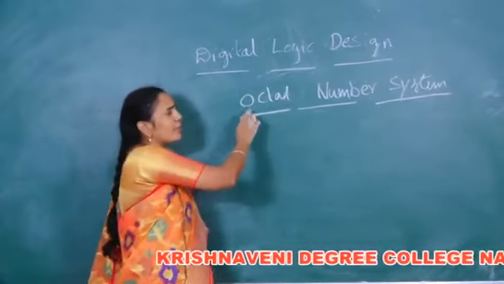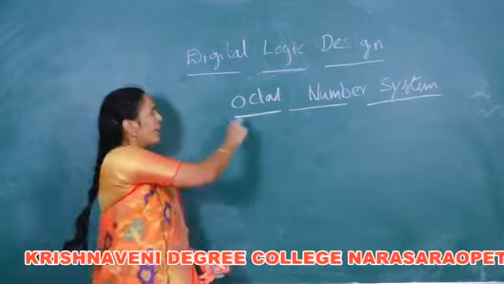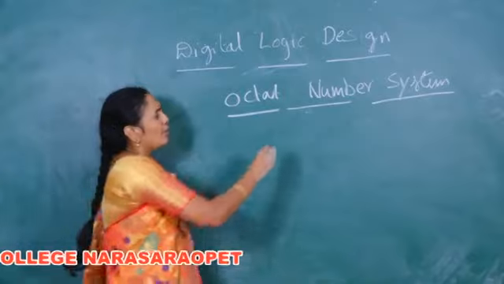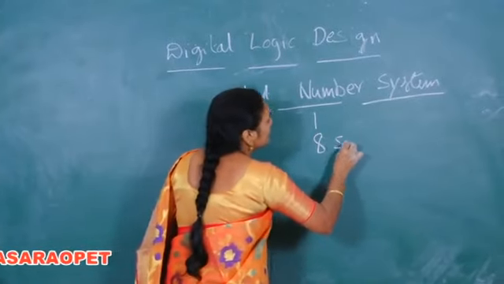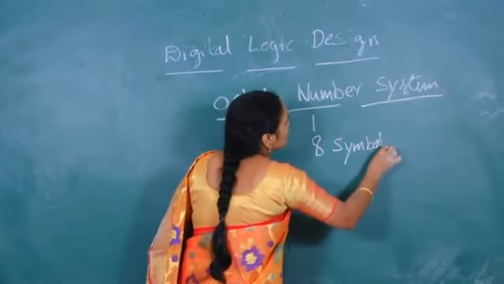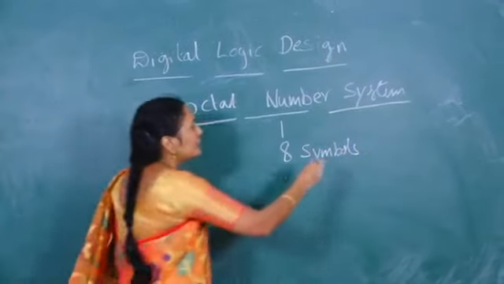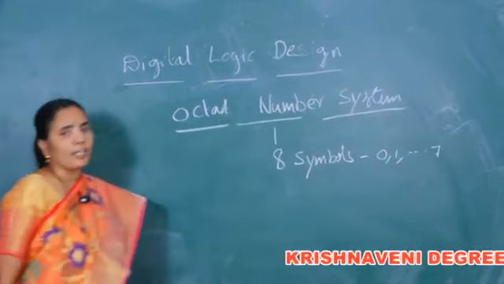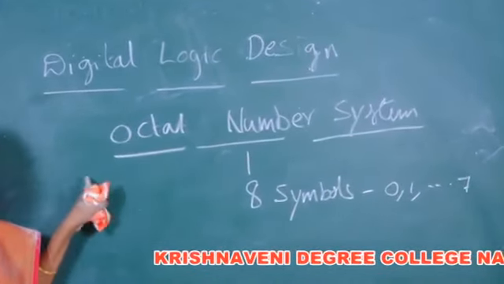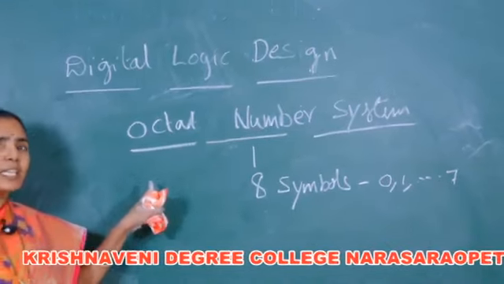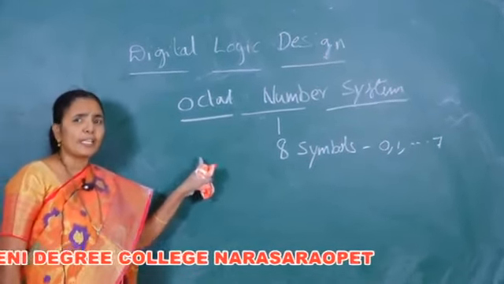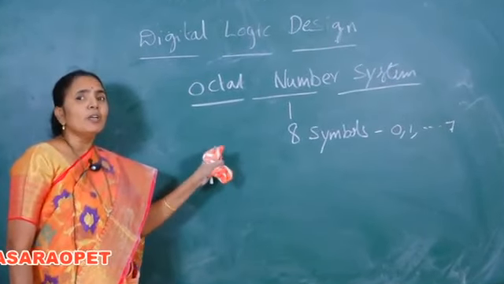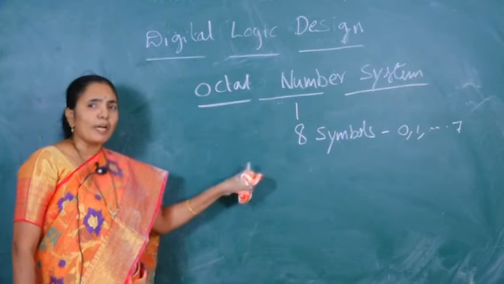Octal number system. From the word octal, it represents 8. So, in the octal number system, we use 8 symbols, that is 0 to 7, 0, 1, 2, etc. up to 7. Here we said that decimal number system is the number system which is used by the human being, and binary number system is the number system which is directly understandable by the computer.